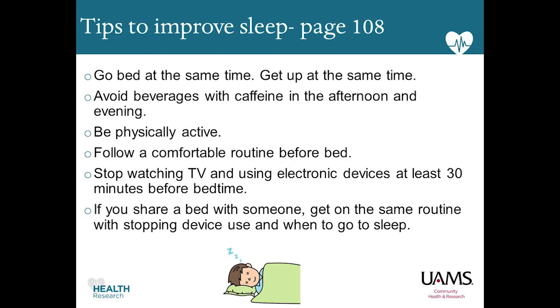Just some general tips for good sleep would be to go to bed at the same time and get up at the same time. Avoid beverages with caffeine in the afternoon and evening. Also, don't eat a large meal in the late afternoon or evening. Physical activity can also help you fall asleep better at night. Get into a comfortable routine before bed, like keeping the bedroom quiet and dark and at a comfortable temperature. Stop watching TV and using electronic devices at least 30 minutes before bed, or just remove all these devices from the bedroom. And if you share a bed with someone, get on the same routine with stopping device use when going to sleep.